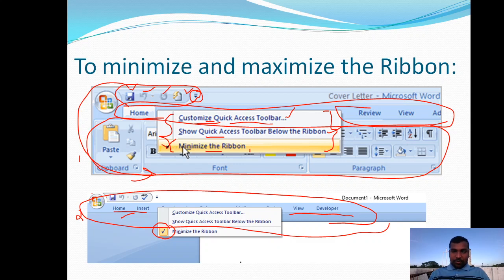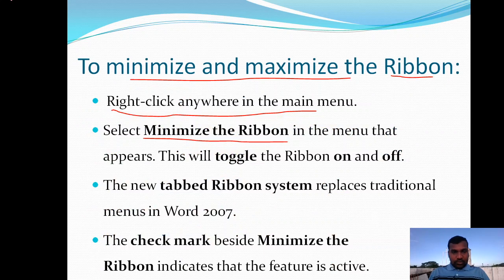Under this, the third option will be Minimize the Ribbon. Uncheck this particular box, this tick mark, so that the menu will be displayed. That is what is explained here in words. Right click anywhere in the menu bar, select Minimize the Ribbon in the menu that appears. This will toggle the ribbon on and off.